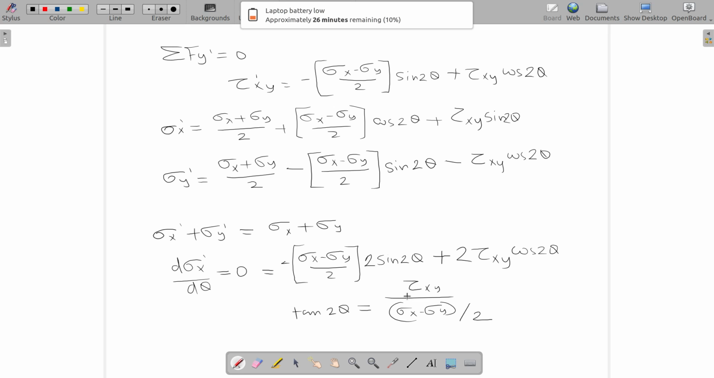And these maximum stresses are called principal stresses. And the plane on which this maximum value of stress acts is called the principal plane of stresses. So for a maximum value of sigma x dash, there will be a corresponding minimum value of sigma y dash which occurs for the same state of stress. And both of these stresses are called principal stresses.